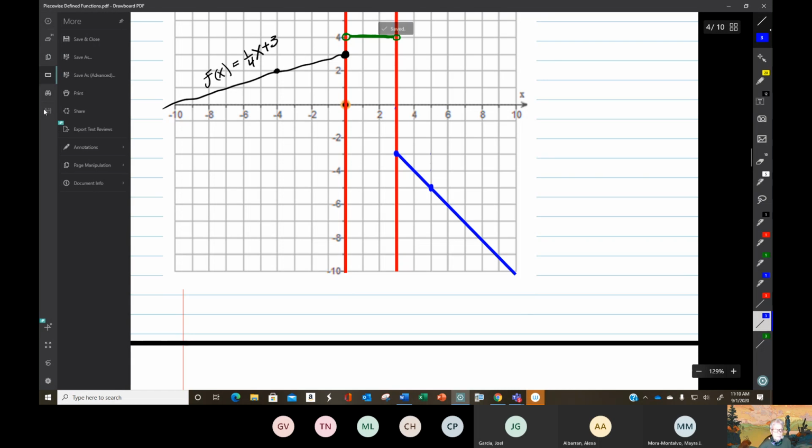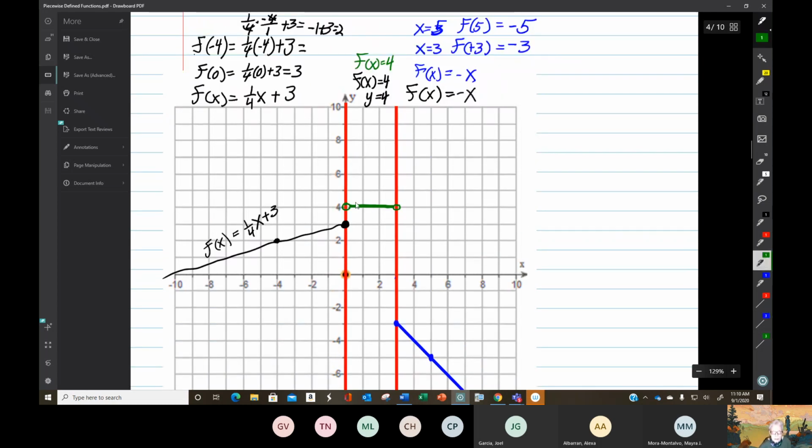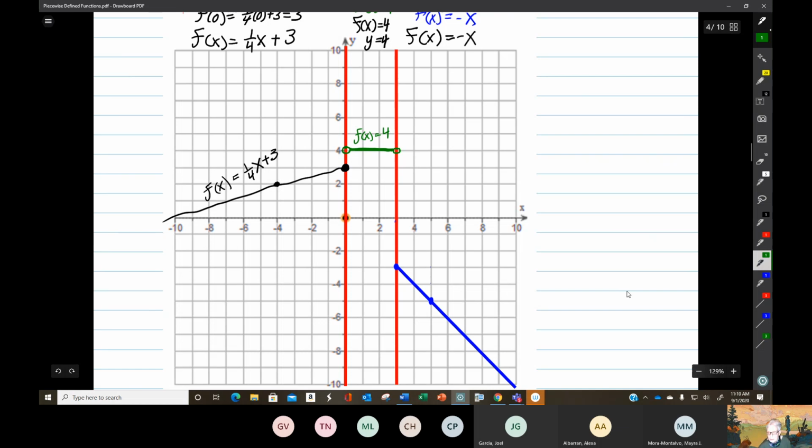And we're done. So in green, this is f of x equals 4 or y equals 4, same thing. And over here, this is f of x equals negative x. And I'll even make a bigger hole here, there.